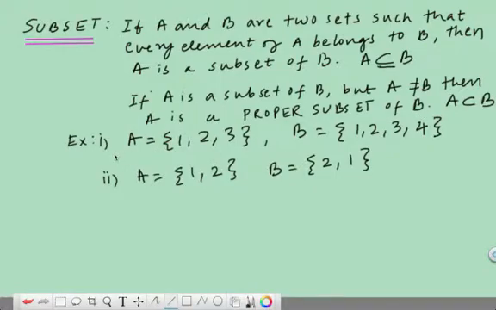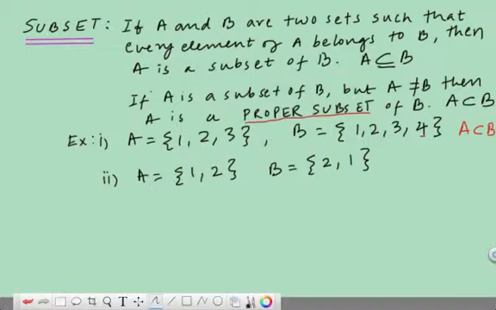Let's take some examples. The first one, A equal to 1, 2, 3 and B equal to 1, 2, 3, 4. If you observe, every element of A is contained in B. But A and B are not equal because B has an extra element 4. So A is a proper subset of B, and that should be represented as A proper subset B.